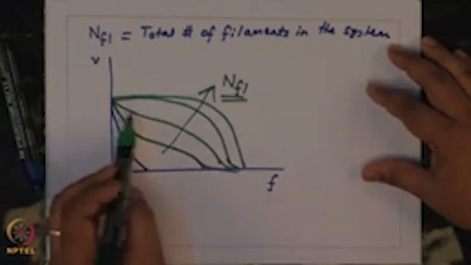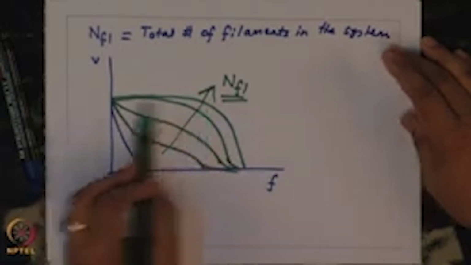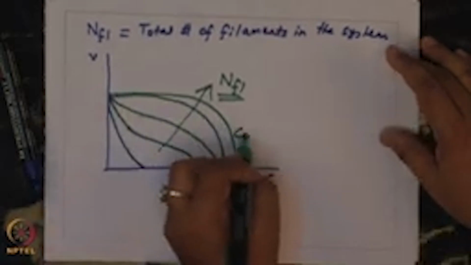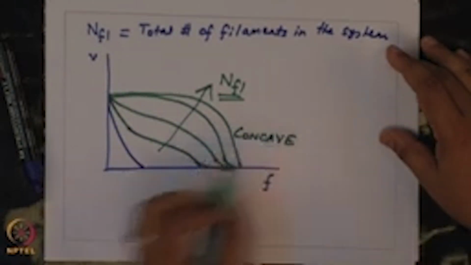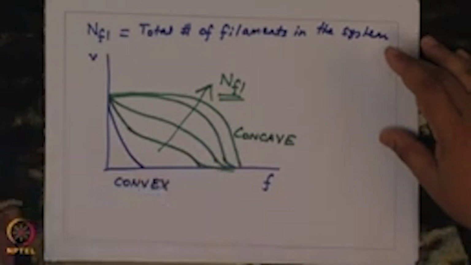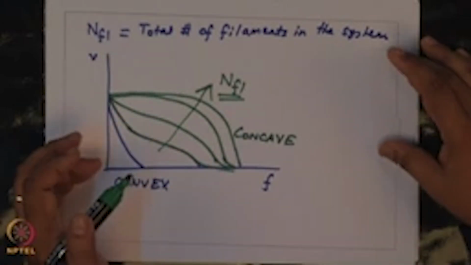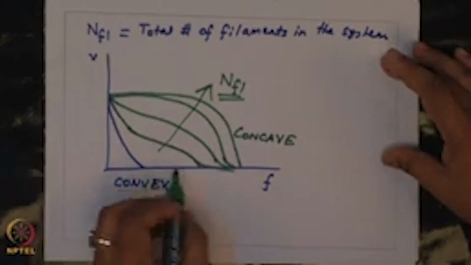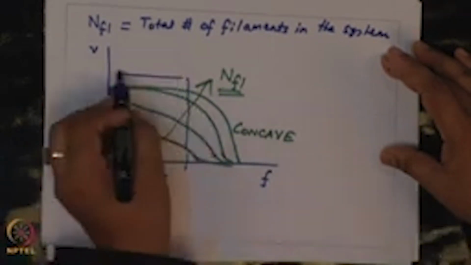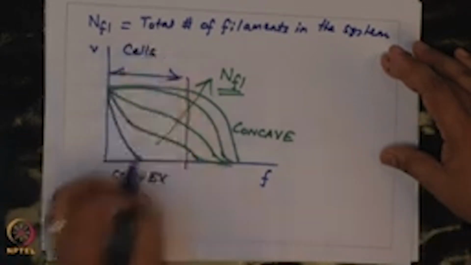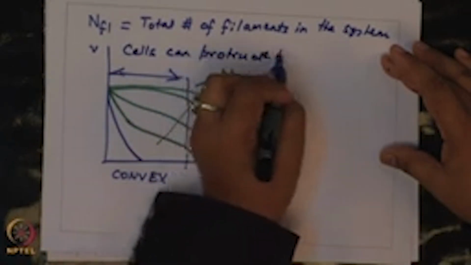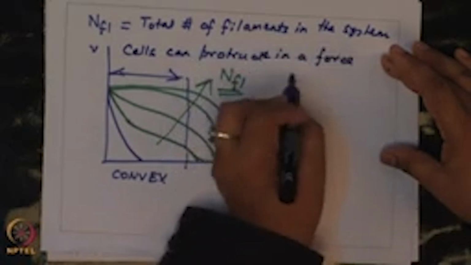Okay. So, from the profile you see that as you increase the number of filaments, beyond a certain value of NFL your curve is concave. So, the rightmost end is concave, the leftmost end is convex. Increasing the number of filaments will make the force velocity curve more and more concave, which means over a wide range of forces, in this range cells can protrude in a force independent manner.